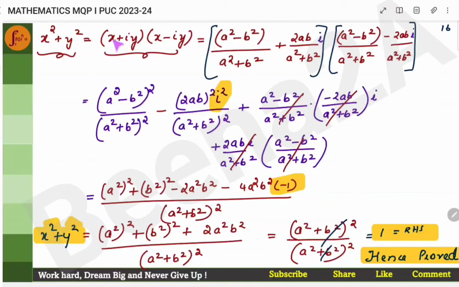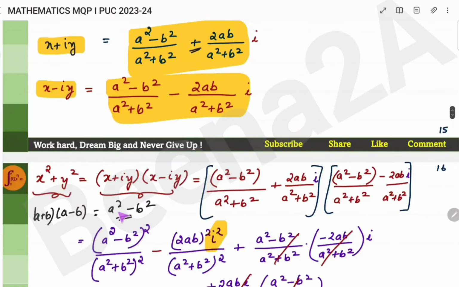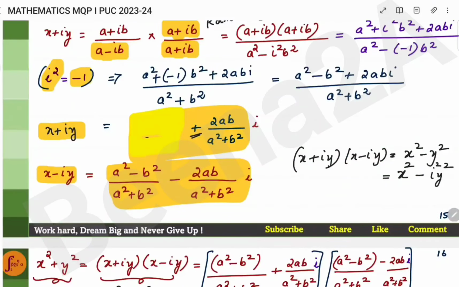When you multiply x plus iy into x minus iy, it's of this form. A plus b into a minus b is nothing but a square minus b square. This is a formula. So you can directly use this formula instead of multiplying one by one. A plus b into a minus b is a square minus b square. This is x. And what is iy? This is iy: 2ab by a square plus b square. And a square minus b square by a square plus b square is x.